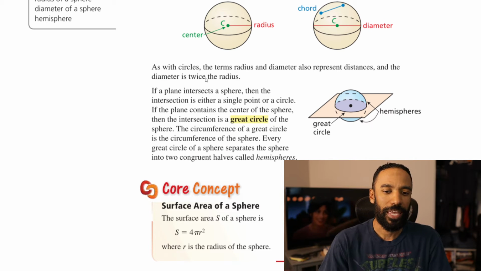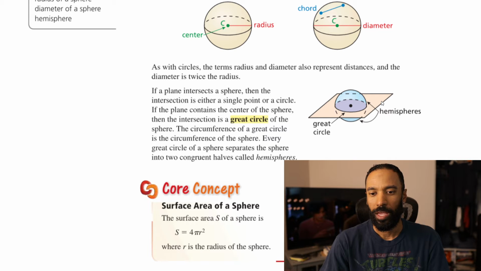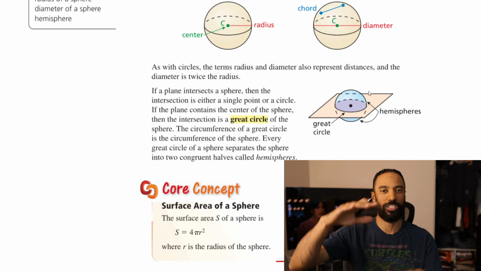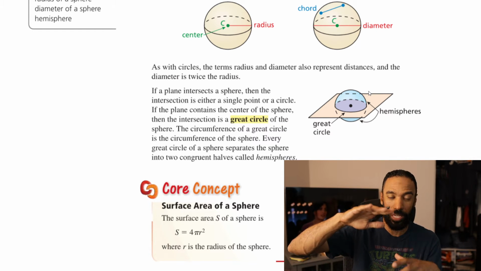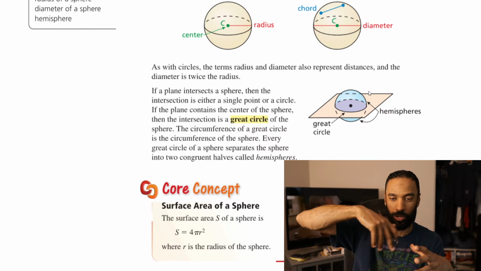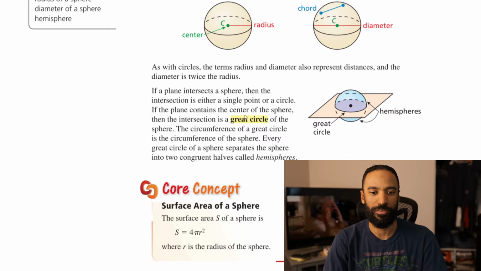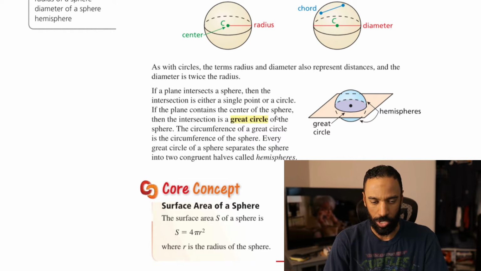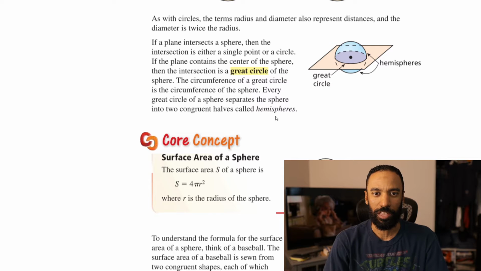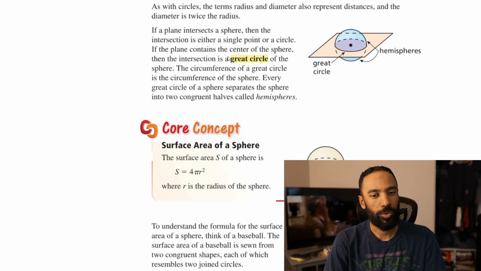Cool. If a plane intersects a sphere, then the intersection is either a single point or a circle. So if the plane intersected the very top, or tangentially with the sphere, then it would touch a single point. Otherwise, when it cuts through, it creates a circle. If the plane contains the center of the sphere, then the intersection is a great circle of the sphere.